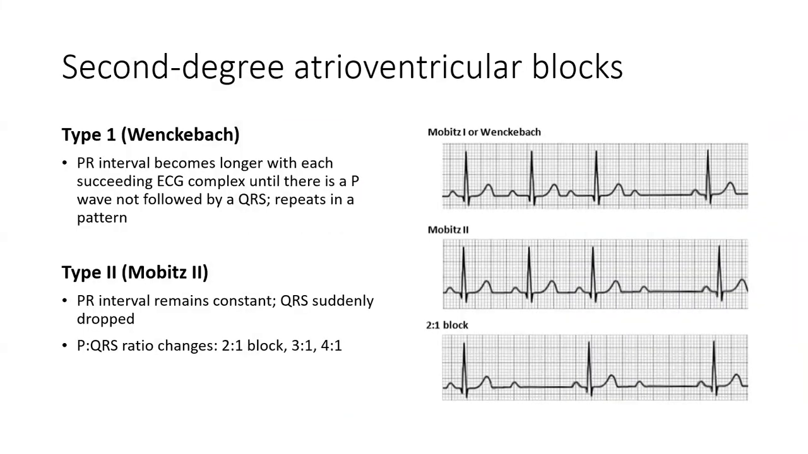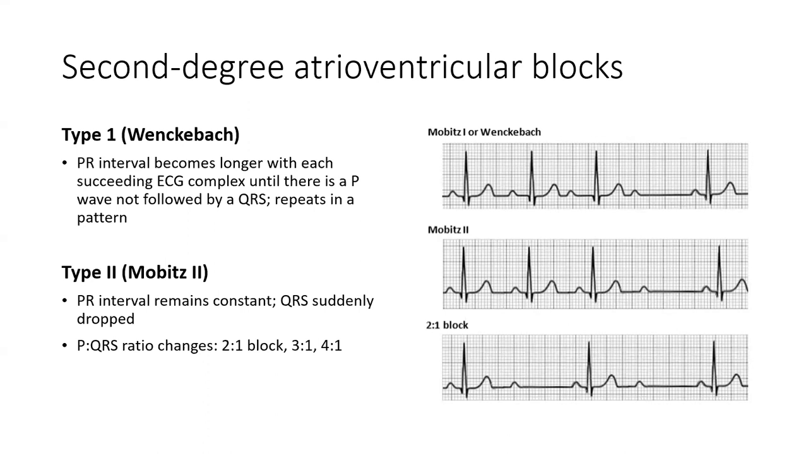So your second degree atrioventricular blocks. You've got type 1, and that type 1 is your Wenckebach. The PR interval becomes longer with each succeeding ECG complex until there is a P wave not followed by a QRS. It repeats a pattern. So it's Mobitz or Wenckebach type 1. It's becoming longer and longer and longer until it drops off.